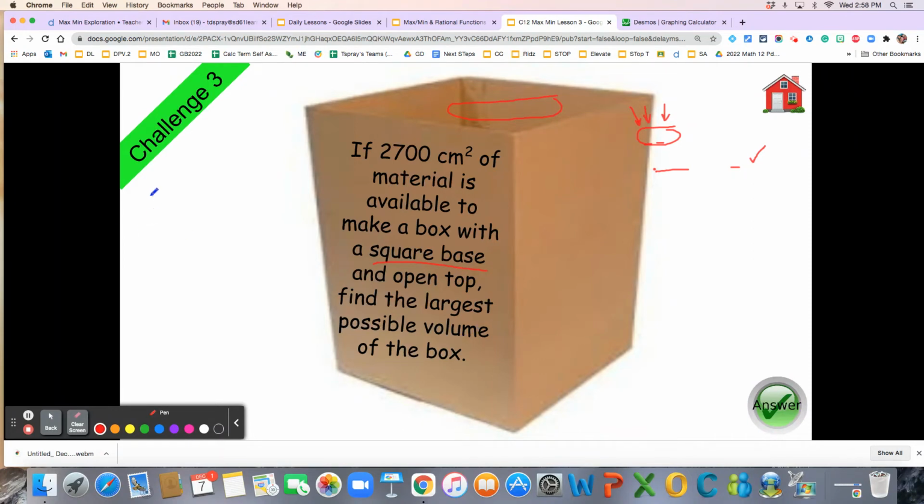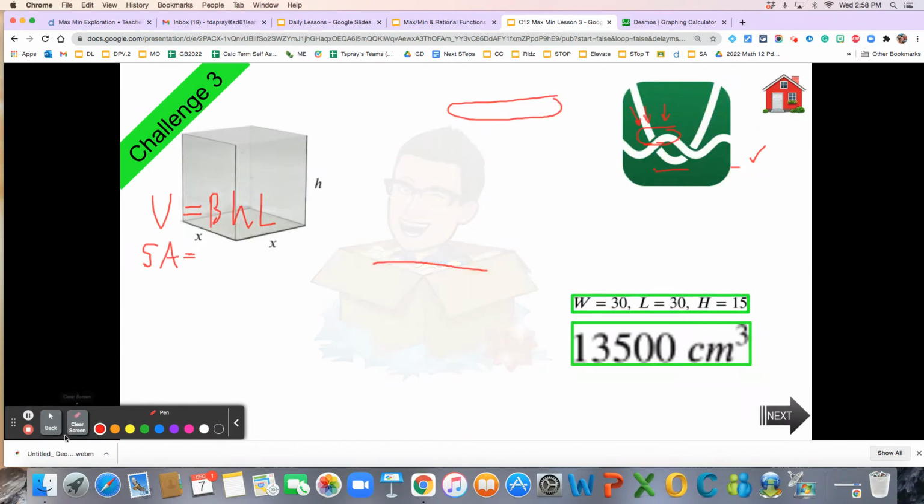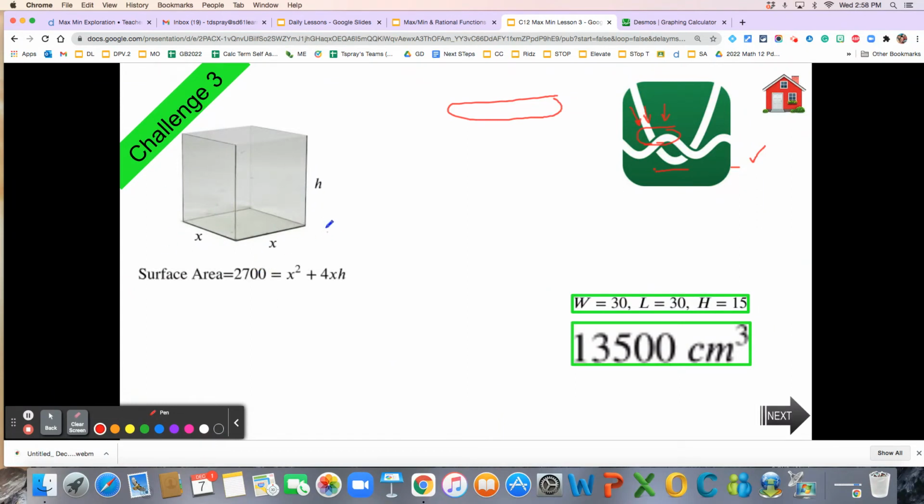So right off the bat, we need to be thinking about volume, which is base times height times length, and surface area, which we're going to co-construct together on the next slide. So those are our two variables, or equations, I should say. So start off with a really great drawing. Okay, so we know for surface area, how many faces are a square? Just the bottom. That's why we have one of those.